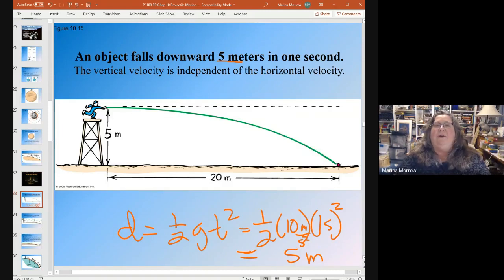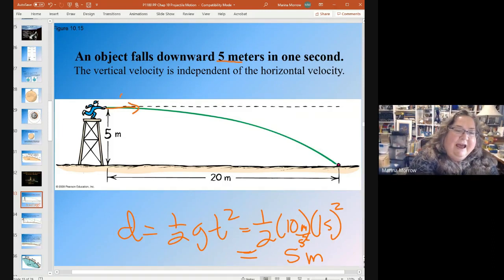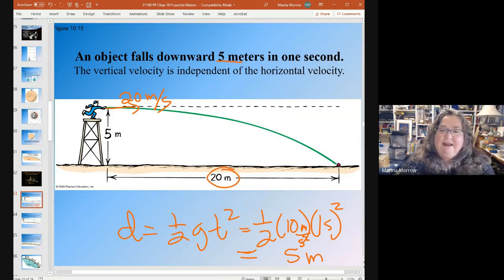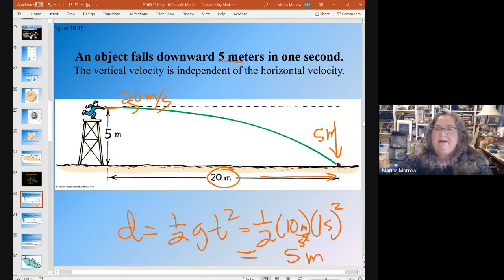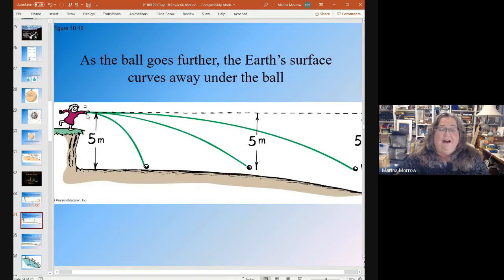So how fast do we have to send things in the horizontal direction? This picture illustrates a ball that was thrown at 20 meters per second in the horizontal direction. After 1 second, it has gone 20 meters and it has fallen 5 meters. So it didn't get very far, 20 meters. We need to throw faster, right? How fast can it go so it matches the curvature of the Earth? The Earth starts to curve away from under it.